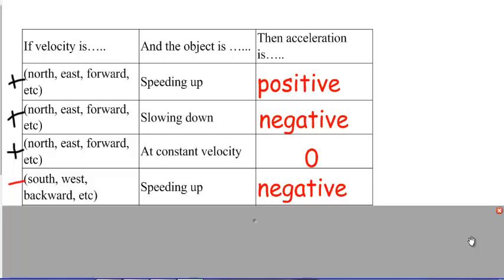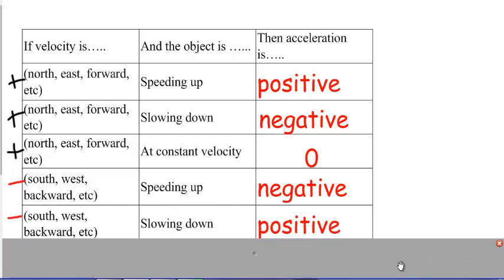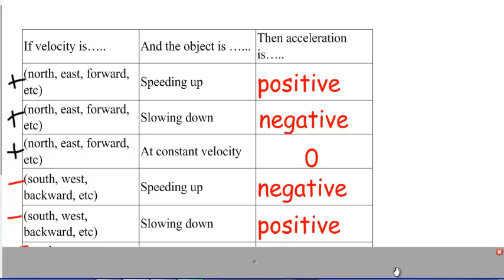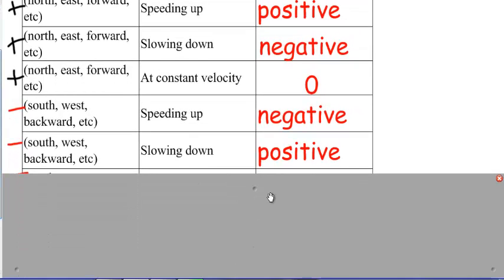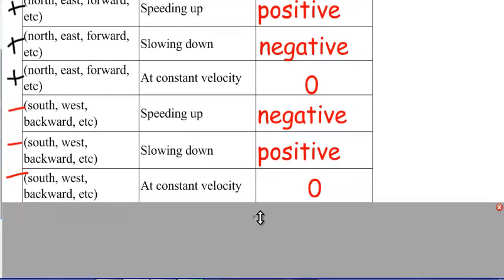But what if you start off negative and you slow down? Now you're actually going negative still, but you're not going as fast. So your acceleration is actually positive. What if you're at constant velocity? Well, hopefully it makes good sense that anytime you're at constant velocity, your acceleration is zero.